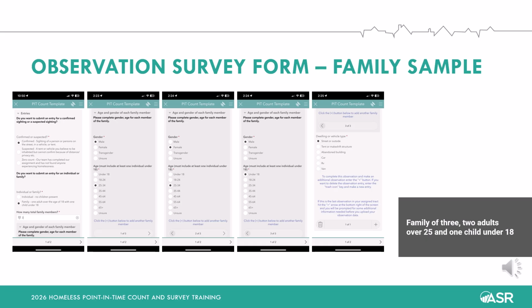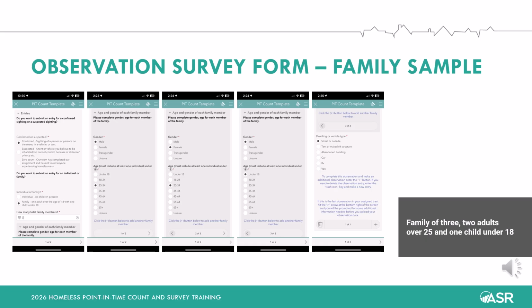Please note that for the purposes of the count, a family is defined as one adult present with a child under the age of 18. In the next example, you observed a family of 3 that included 2 adults who appear to be in their late 20s and 1 child under the age of 18 on the street. You start by selecting the bubble that says confirmed under confirmed or suspected. Next, you would bubble in family under individual or family.